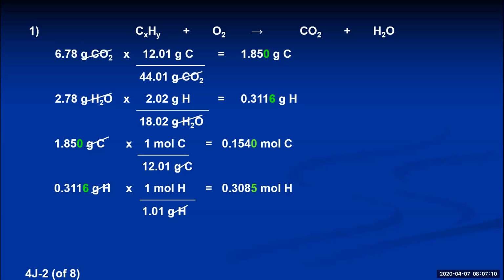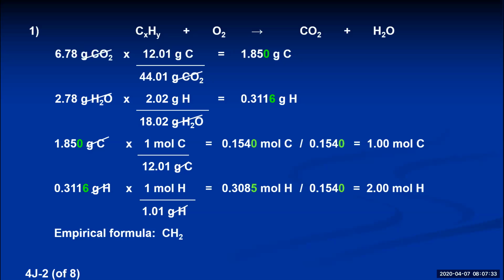If we divide the number of moles of carbon and hydrogen by whichever is smaller, and that's the 0.154, we're going to get a simple mole ratio. This turns out to be 1 mole of carbon to 2 moles of hydrogen. And whatever the mole ratio is in the compound, that's the same as the atom ratio. So therefore, this compound must have an empirical formula of CH2.